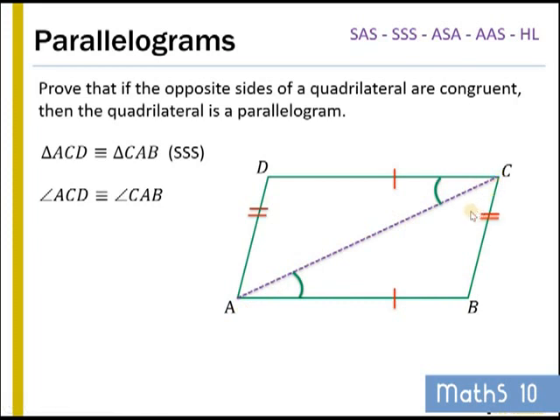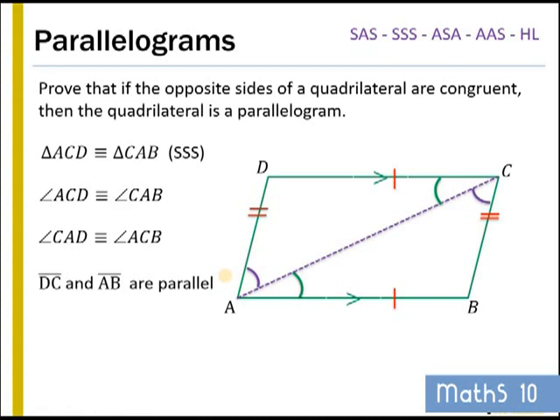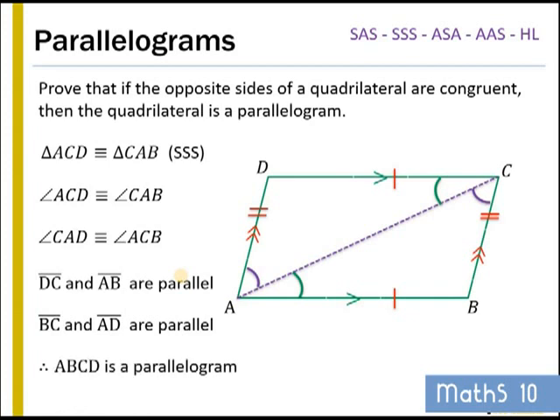So therefore, angle ACD, which is this one here, is congruent to angle CAB, which is this one here. And also angle CAD is congruent to angle ACB. So this means that DC and AB must be parallel because the angles are alternate. And also BC and AD must be parallel. And this means that ABCD is a parallelogram.